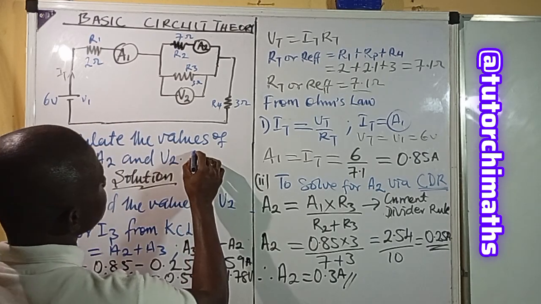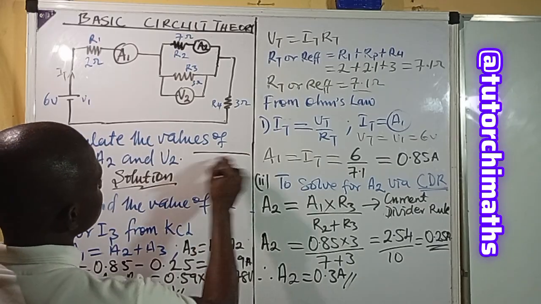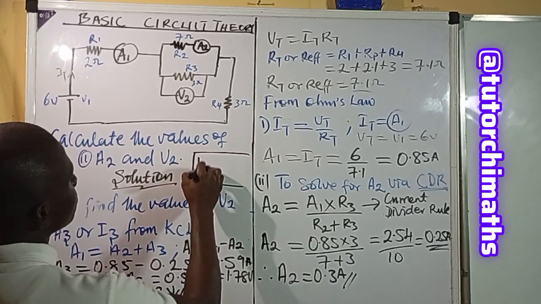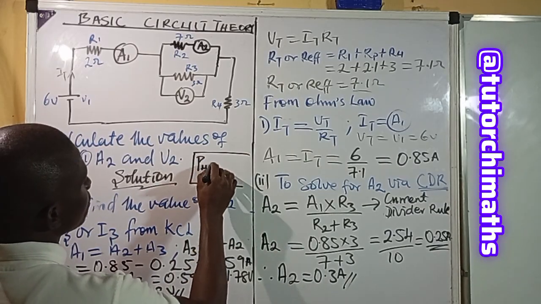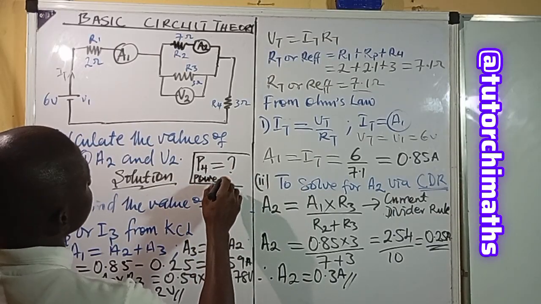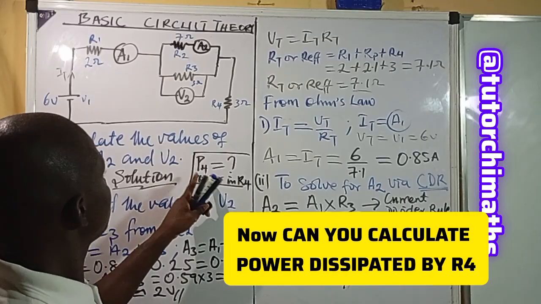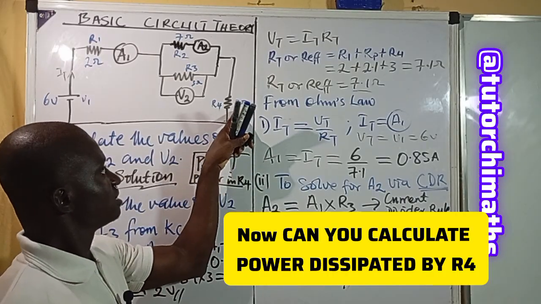Now calculate the power in R4. So P4 is the power in R4, the power dissipated in this resistor.